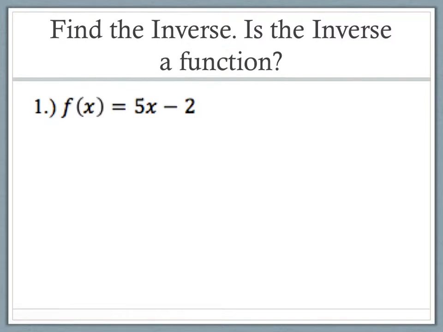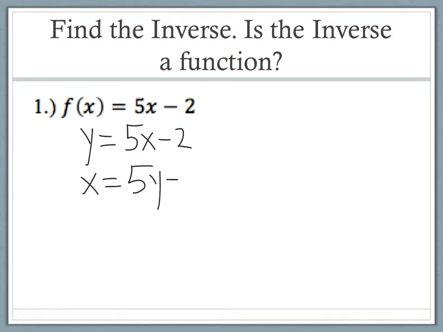So the first thing that I'm going to do is go ahead and rewrite this f of x as just a y. So I'm going to have y equals 5x minus 2. Now, when we do the inverse, we know that the inverse is when we flip our x and our y values. So we're going to change our x and our y. So we're just going to flip the spots of where they're at. Okay. Now we're going to go ahead and solve for y.